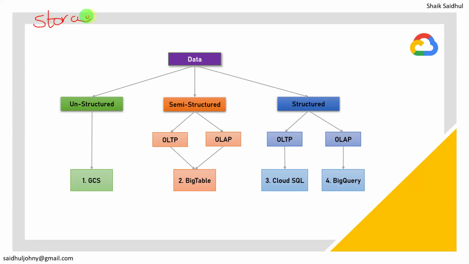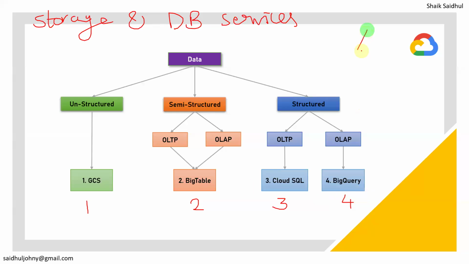Storage and database services. In this one, we are going to learn the very first thing, GCS, then Bigtable. Bigtable is at a high level, guys. We are not going very deep. We don't use it much. Three and four are very detailed: GCS, Cloud SQL, BigQuery. So here we have four services for data storage and database services.